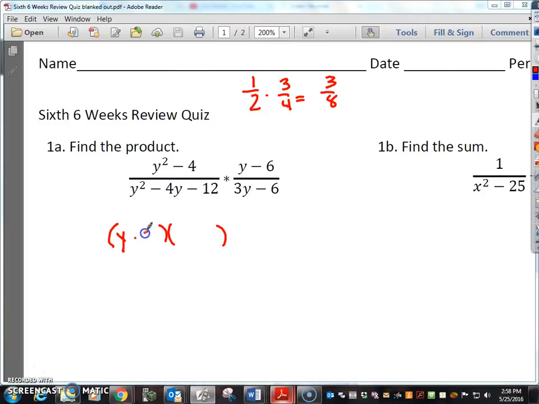Y minus 2 times y plus 2, right? Difference of squares. Y minus the square root of 4, which is 2, right? If this was a 9, it would be 3 and 3. If it was a 25, 5 and 5.